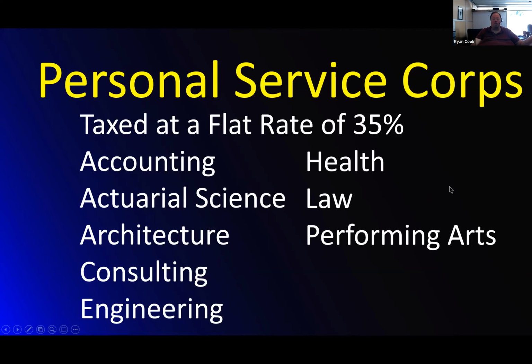The biggest thing you need to know for the test is a PSC is a service corporation, so it cannot produce a product. It is typically accounting or architecture or consulting or engineering, something along like that, law, performing arts. Naturally owned by the employees, okay, because they are normally doing the work. And it's taxed at a flat rate of 35%. That is the whole thing of a personal service corp.